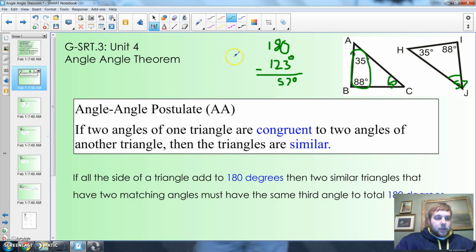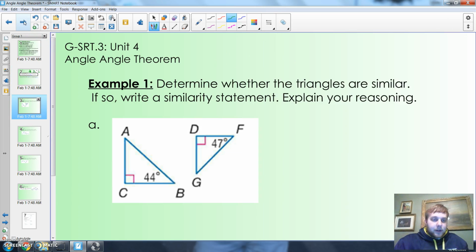Let's get to some action here. Alright, nothing fun today. Alright, example 1. Determine whether the triangles are similar. So now we're talking triangles. We only have to check that one postulate. 2 angles are the same. We got similarity. So, determine whether the triangles are similar. If so, write a similarity statement.